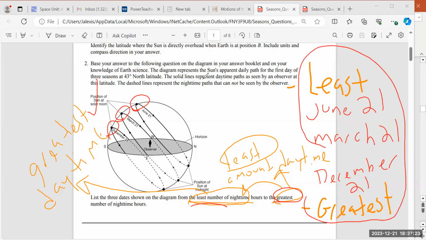And that is your answer. So keep in mind, they're asking for the number of nighttime hours. That's why we've got to make sure to read. The one that has the greatest number of nighttime hours has to be the one that has the lowest sun's path. Okay, the one that has the highest sun path gives you the least amount of nighttime hours.